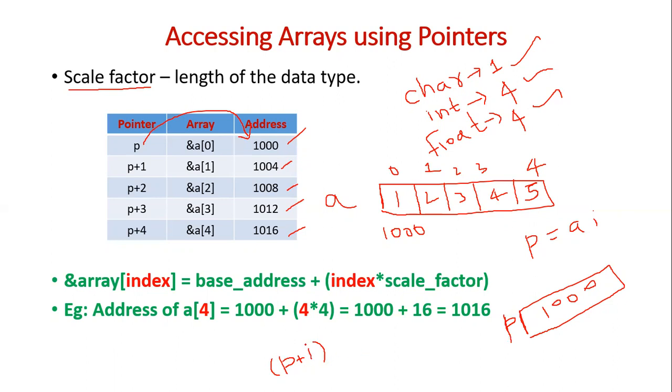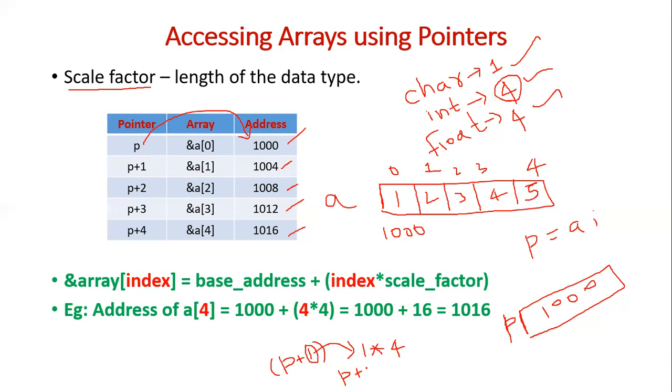Whatever index you have given here will be multiplied with the scale factor. What is the scale factor here? P is a pointer to an integer, so the scale factor is 4. So it is P plus 1 into 4, which is P plus 4.